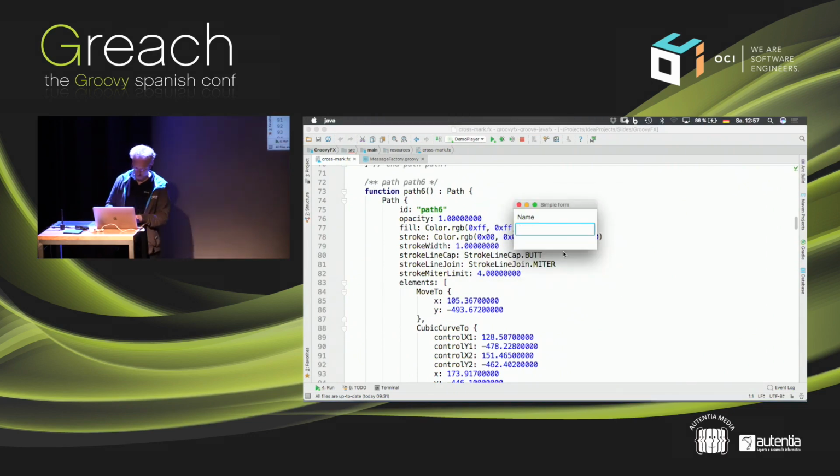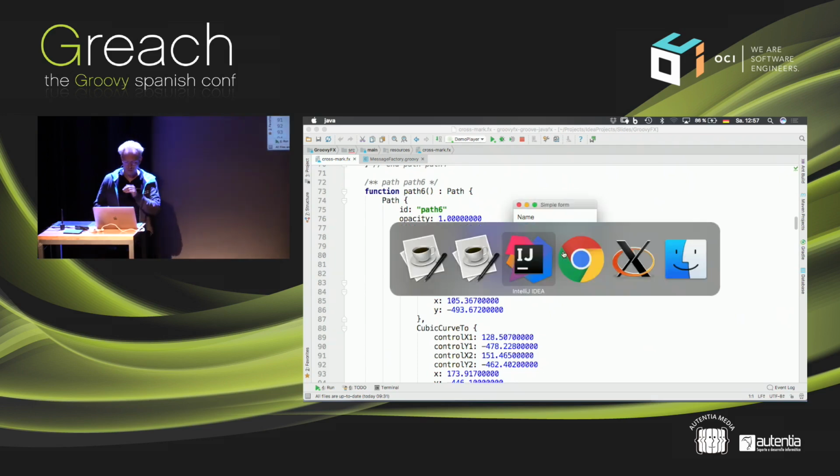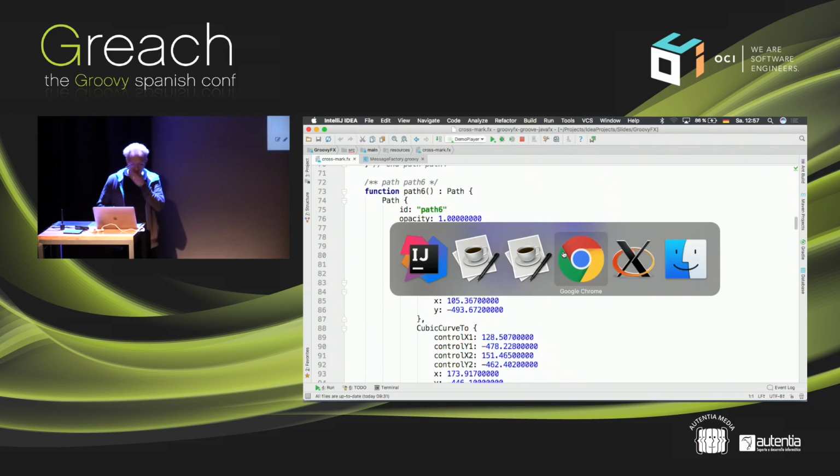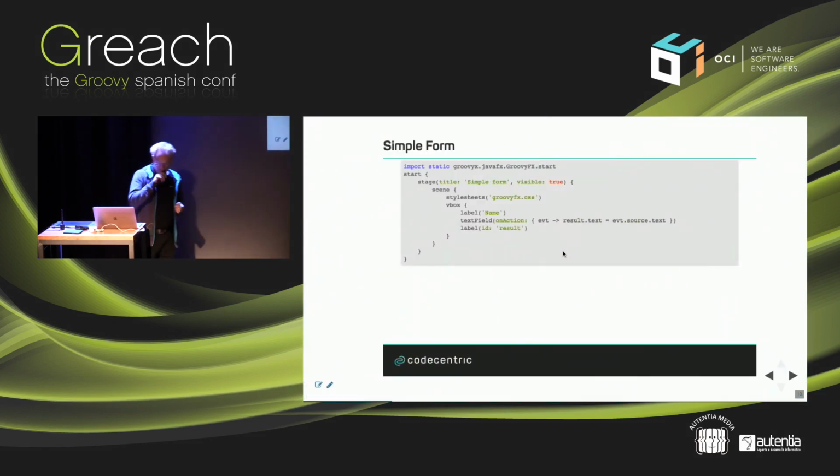This is what we want to have. We want to say, hello, Greach. If you press return, you have the result entered here in a label down below. So this is what we want to have. So this is the code for it.